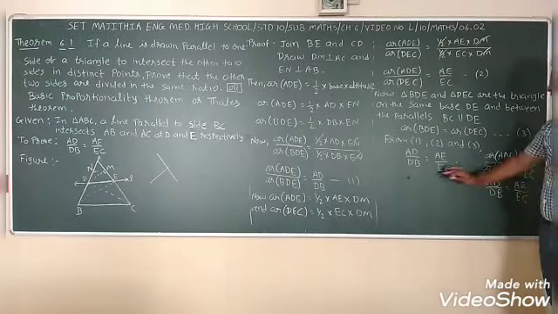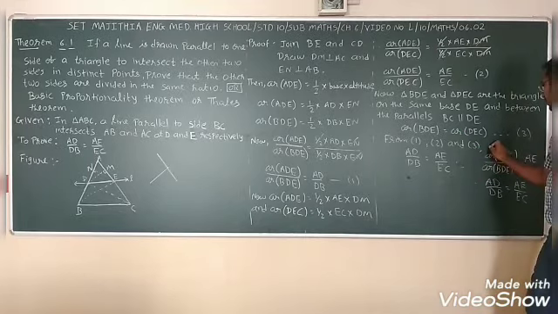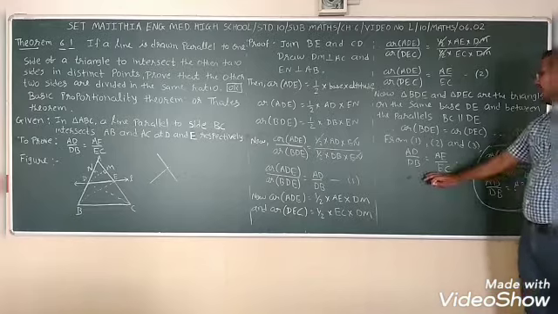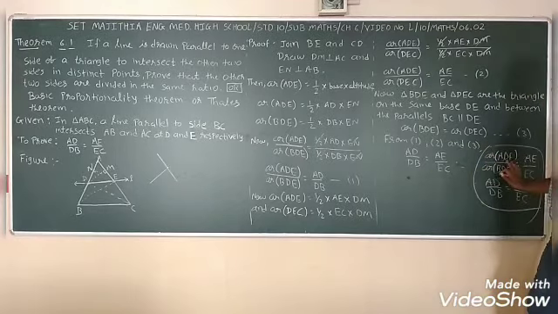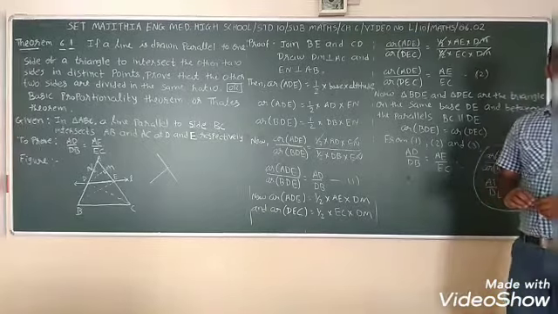If you do not understand directly, then you have to write it in rough. We don't want to write this in the theorem, that is only for your understanding. How we get this thing, only for understanding. Here, our first theorem is complete.